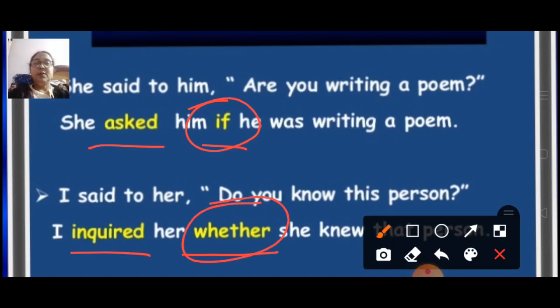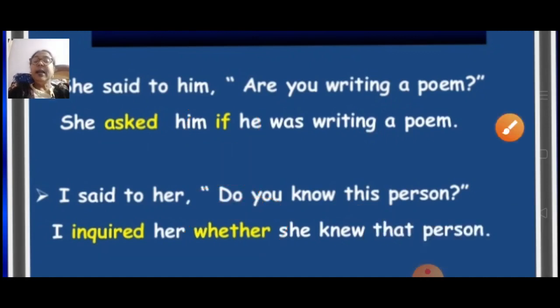See the difference. She asked him if he was writing a poem. Now I said to her, do you know this person? According to the sentence we have written over here, I inquired her whether she knew that person. So always keep in your mind whenever we are changing direct to indirect speech in the interrogative form.